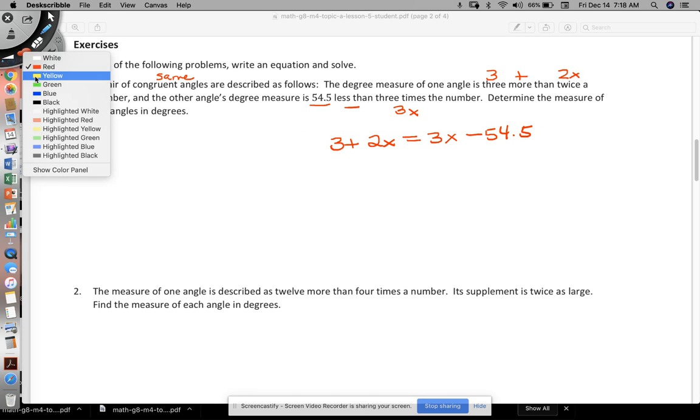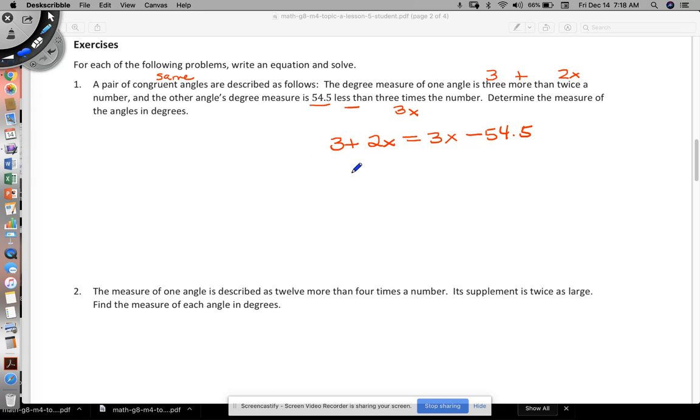Just putting all our clues together. Okay, now I don't have any terms here to combine. So I start moving things around. I always want to keep my x positive. So I'm going to subtract the 2x, because if I subtract the 3x, I'll have a negative x. So subtract 2x from this side, subtract 2x from this side.